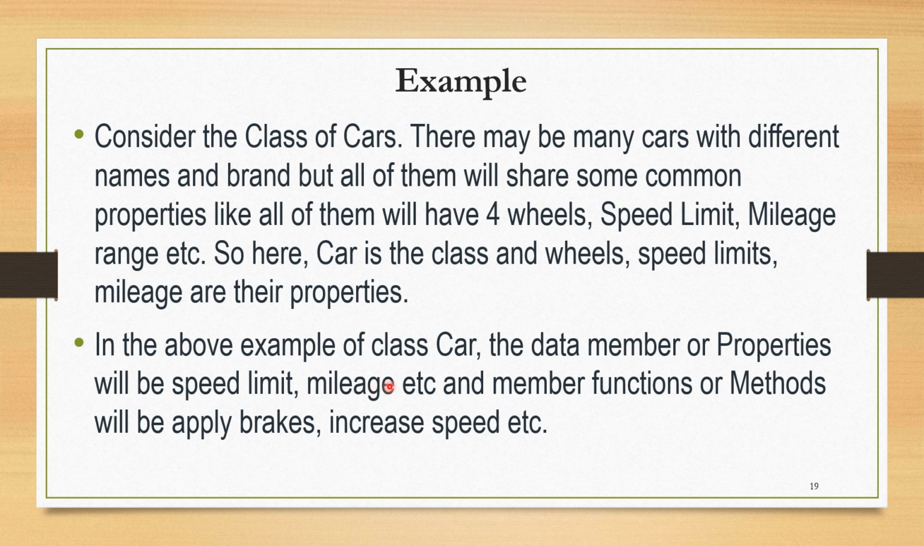In the above example of class car, the data members or properties will be speed limit, mileage, etc. And the member functions or methods will be apply brakes, increase speed, etc. So if we consider car as a class, this class will have some properties and some functions. Those properties are speed limit, mileage, etc. And the functions are apply brakes, increase speed, etc. There will be multiple objects from this class car. Your Honda, Maruti, they are the objects of the class car.